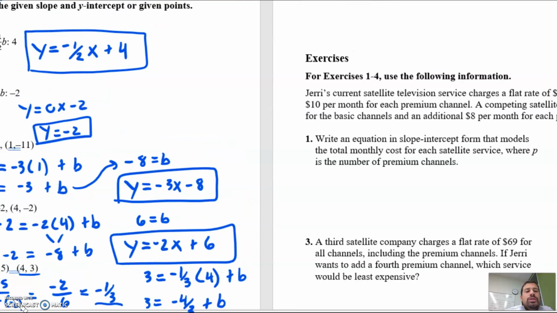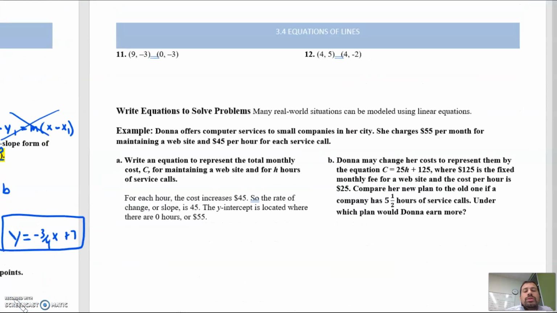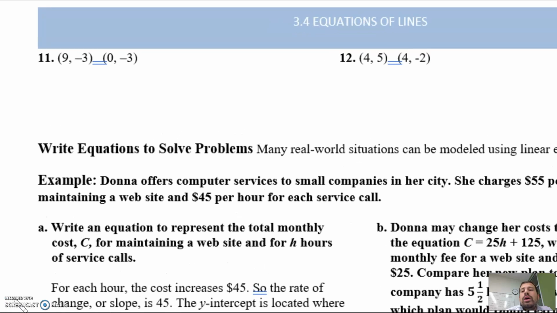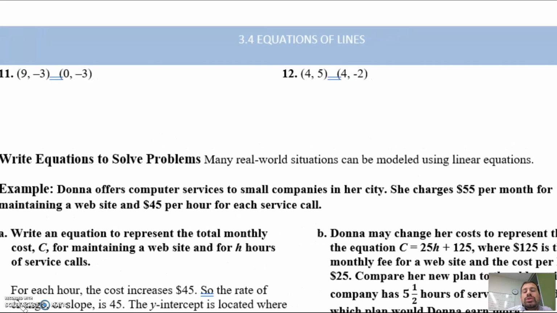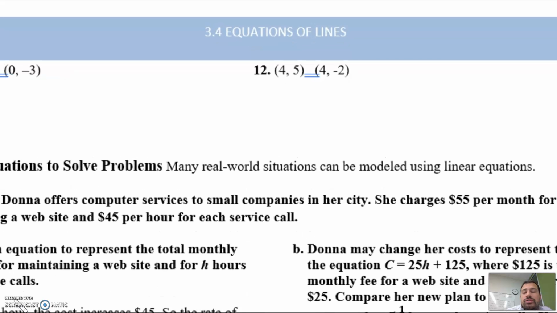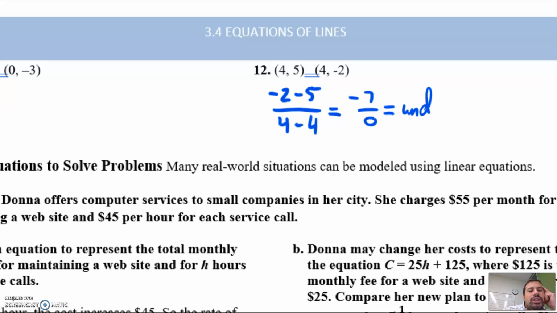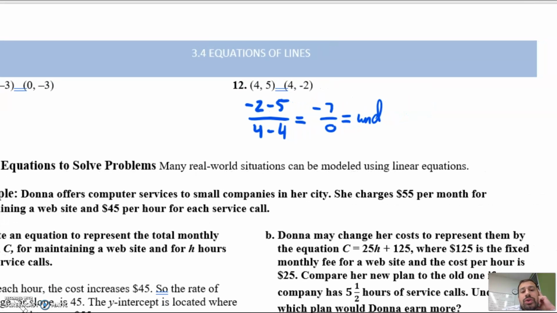Okay, let's do one more of those. I'm going to do number 12 with you and let you do number 11. So number 12, let's find the slope. What's my change in y's and change in x's? -2 minus 5 over 4 minus 4. Okay, so this one, I'm going to get a -7 over 0, which is actually undefined because you can't divide by 0. Whenever you have an undefined, it means it's a vertical line.